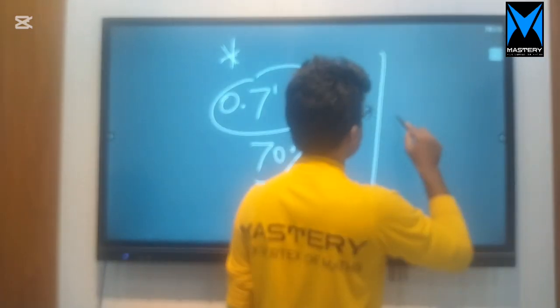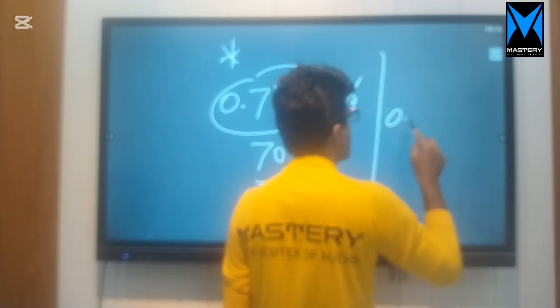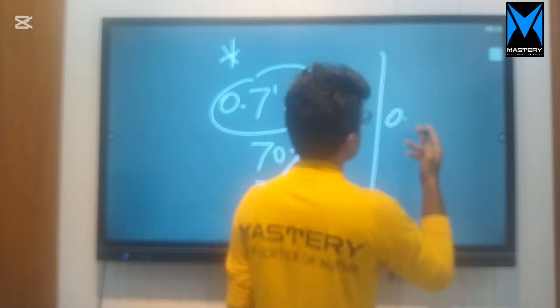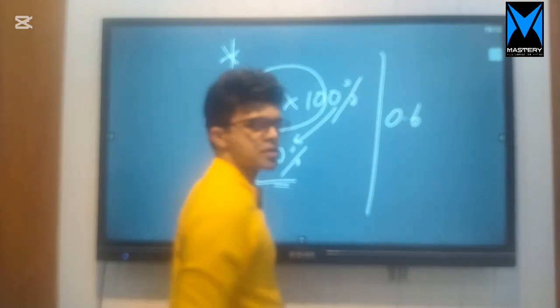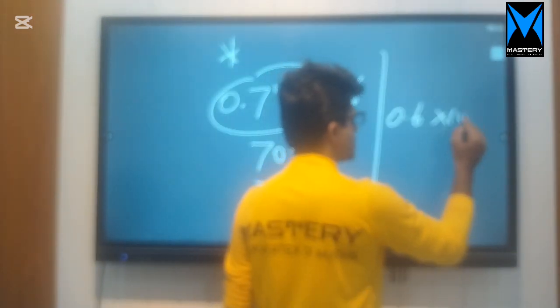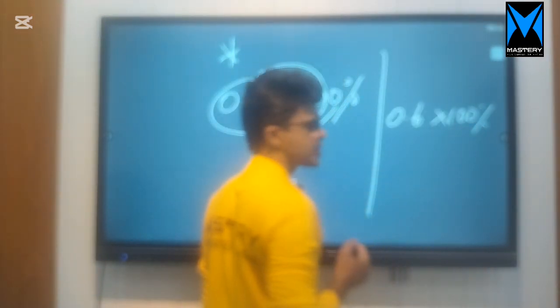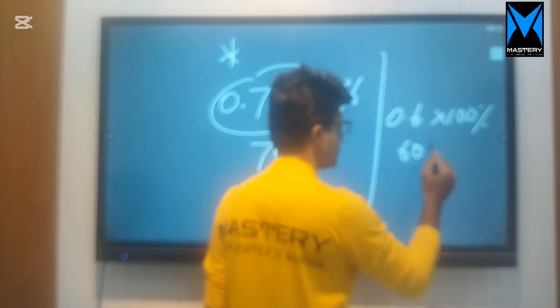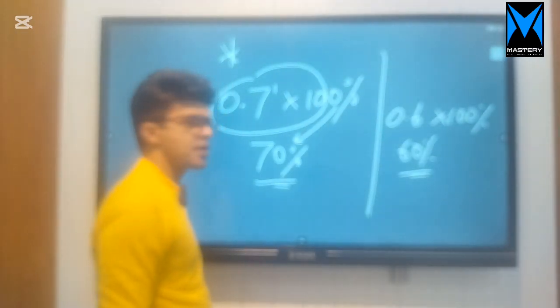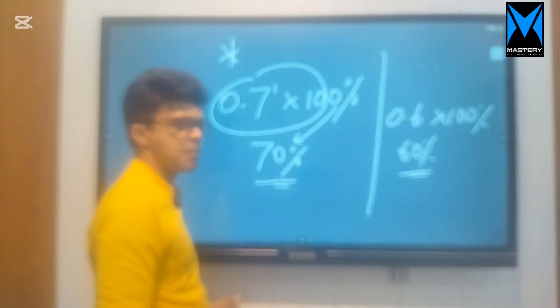How can you write this one as a percentage, 0.6 as a percentage? Multiply by 100%. This means 0.6 times 100 means 60%. Okay, so any number can be written as a percentage when you multiply by 100.